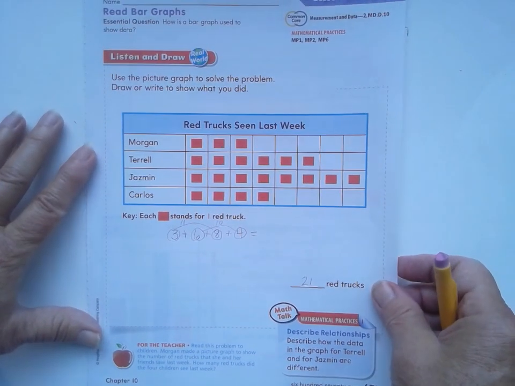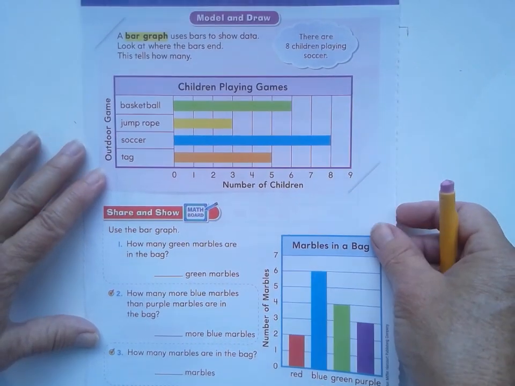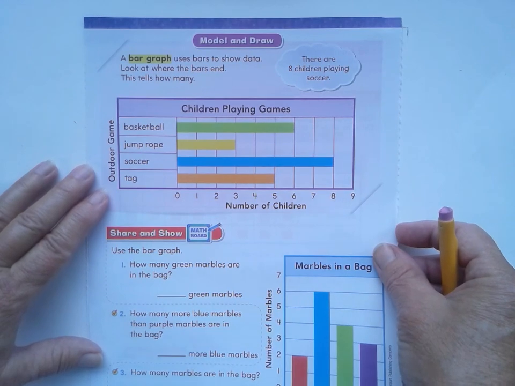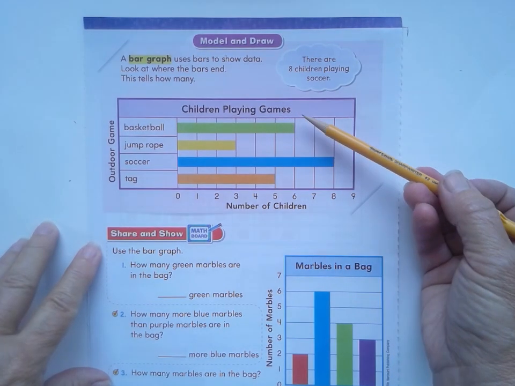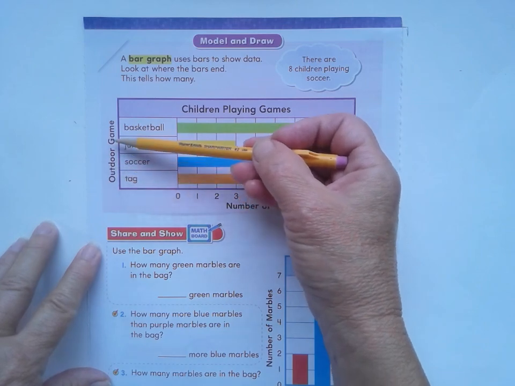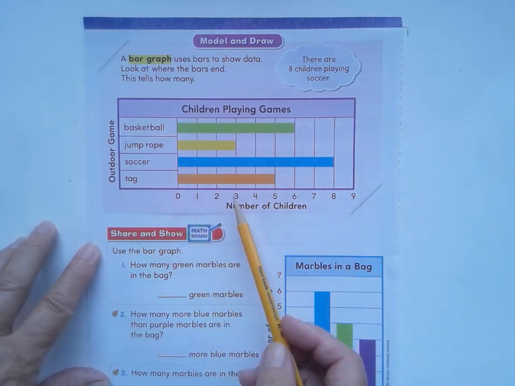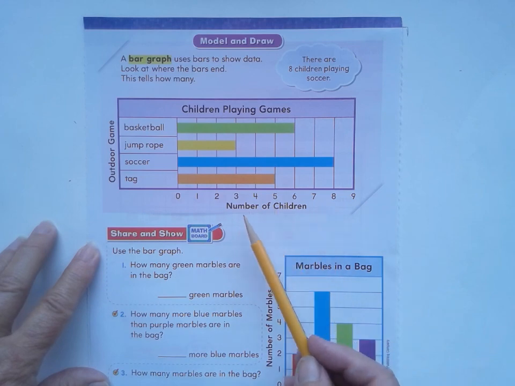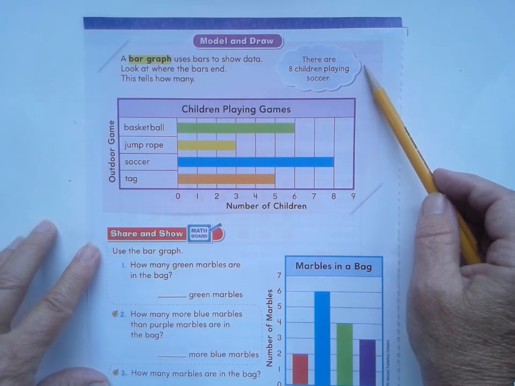We're going to turn our paper over. We are on page 672, Model and Draw. A bar graph uses bars to show data. Look at where the bars end. This tells how many. So our graph is labeled children playing games. And we have a label over here that says outdoor games. So these are outdoor games: basketball, jump rope, soccer, and tag. And then we have numbers across the bottom, and those numbers stand for the number of children that are playing those games. In our bubble up here, it says there are 8 children playing soccer.